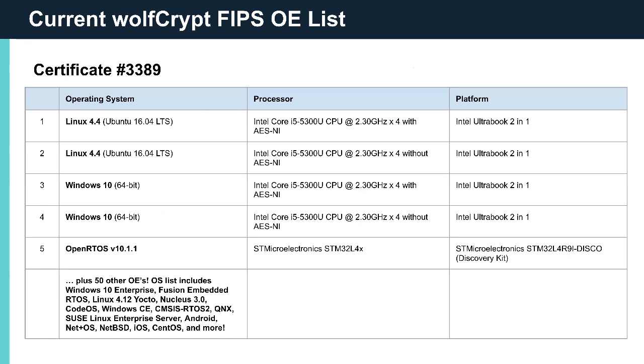We have a lot of OEs on our certificate. So if you're not familiar with an OE, it's a combination of an operating system version, a processor, and a platform. And then in addition, one thing that isn't listed here is the version of wolfCrypt that it's coordinated with. So we have these 5 plus additional 50 OEs listed on our certificate now, ranging from normal Linux and Windows to the embedded level with OpenRTOS, Yocto, Simsys RTOS, QNX, some on the mobile side with Android and iOS, and some on the server side too, with things like Windows 10 Enterprise.